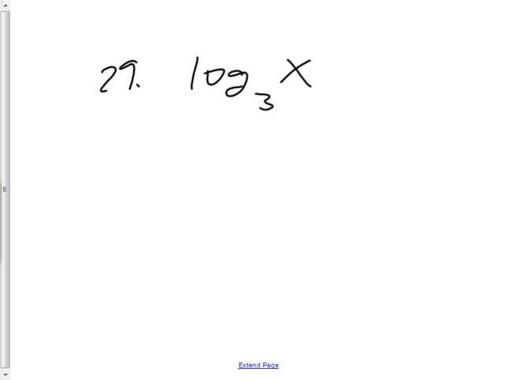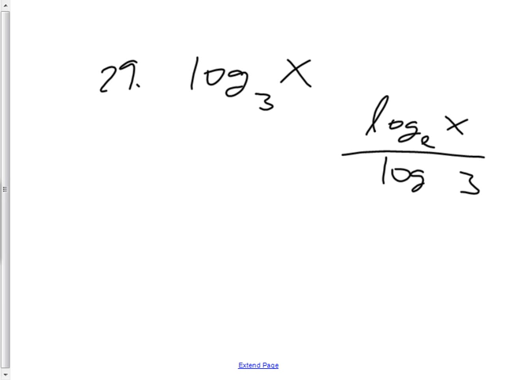Well, how do I always change the base? Log x over log 3, and then you can pick any base you want. What base do they want you to pick? ln, which is base e. So you could do it like this. I'd even accept that, because it means the exact same thing as this. Okay. That's another typical question from the homework.